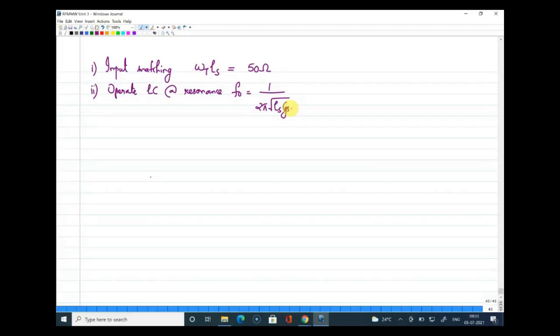All right. So let me ask in this way. If you want to match the input impedance to 50 ohm, what freedom or what component will you vary?